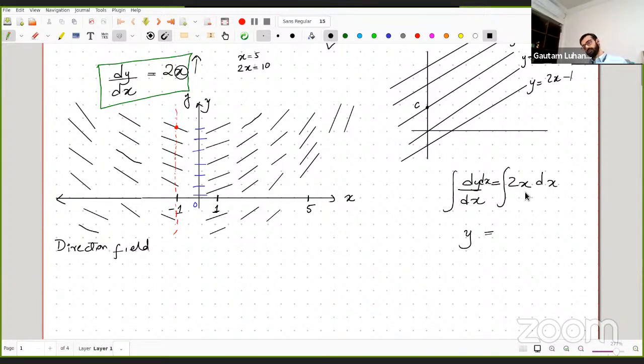And on the right-hand side, I have 2x, which I have to integrate. So I get 2x squared over 2. The 2's cancel out, so life becomes slightly easier. But again, I have this constant of integration. Is this clear to everyone, how I solved that equation?